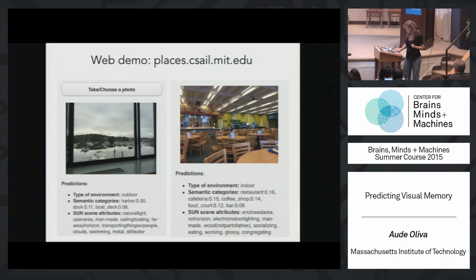And I took a couple of photos this morning at breakfast. You may all recognize the scenery here. From the breakfast area looking outside, it says outdoor arbor, dock, boat deck. Okay, yeah, it could actually be a boat deck looking at the arbor. And otherwise the breakfast area was restaurant, cafeteria, coffee shop, food court, or bar. All those again fit. So those models now work very, very well.